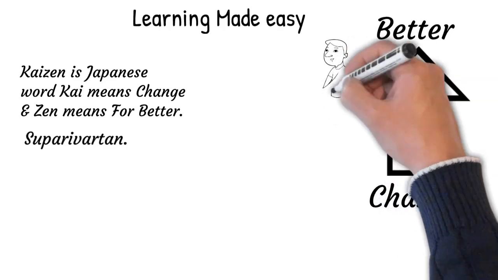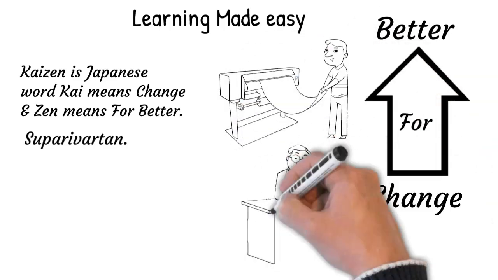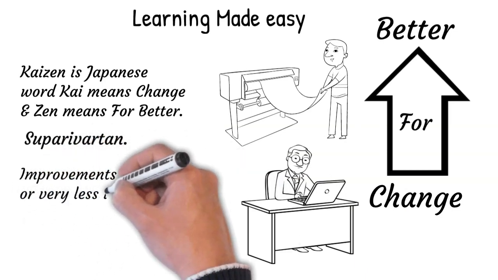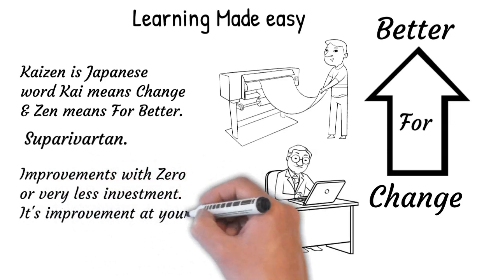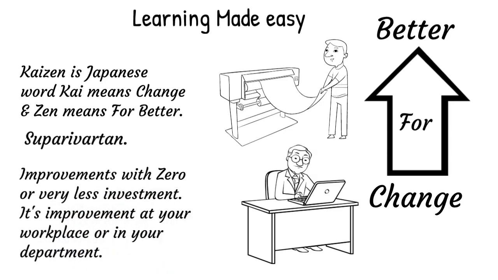Improvement which can be done by everybody at his workplace, whether he is a worker or manager. Kaizen doesn't need any big financial sanctions. It can be done with zero or very less investment. It's improvement at your workplace or in your department.